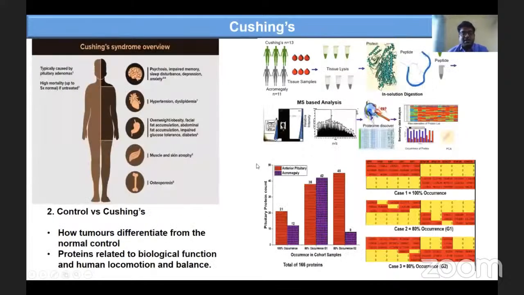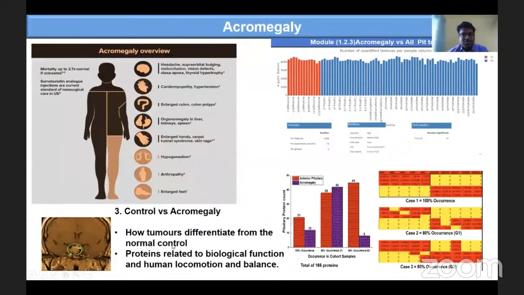Second, we are studying Cushing disease. Cushing disease, acromegaly and NFPA are kinds of pituitary adenomas. In Cushing disease, we compared the Cushing disease samples with normal controls, and we wanted to study how these tumors differ from the normal controls. Acromegaly is also one of the rarer conditions where you will find gigantism, enlarged feet, cardiomyopathy, hypertension, these kinds of comorbidities.